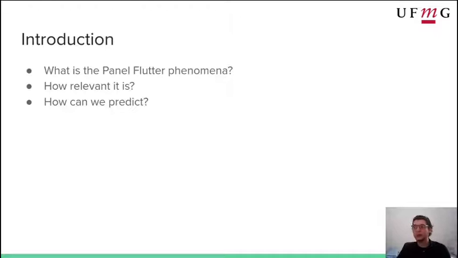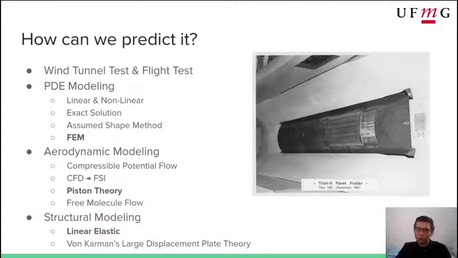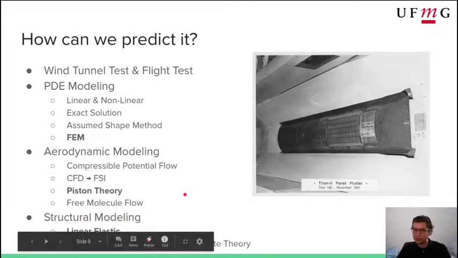And finally, how can we predict it? Wind tunnel testing and flight testing is a way, but usually too expensive and complex. The usual method is to model and simulate it mathematically and numerically. The study of the governing partial differential equations has several approaches, including linear and nonlinear. Aerodynamically, it can be modeled with compressible potential flow, or more specific theories such as the piston theory or the free molecular flow, with good precision and low computational cost. In the literature, it is also found to use CFD, but with great additional computational cost.